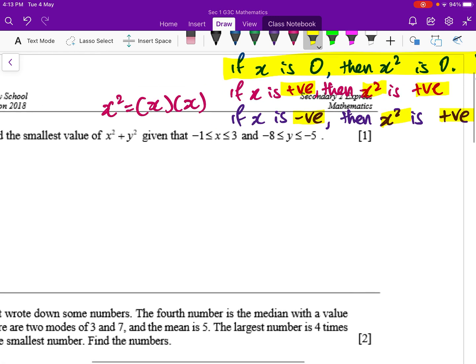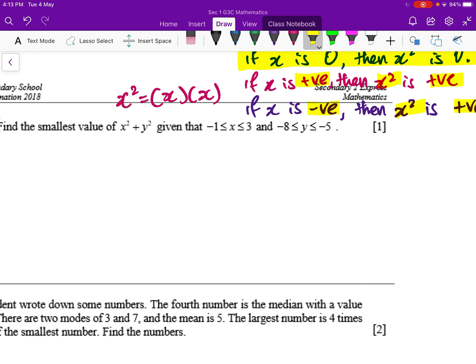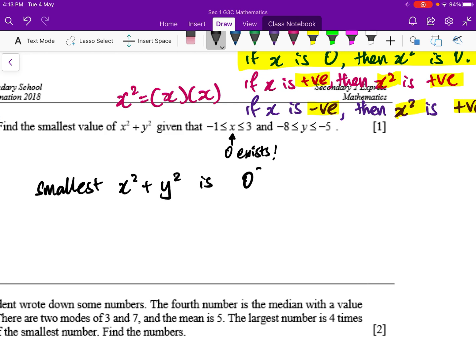So let's start. I want the smallest value of x squared plus y squared, so I want the smallest possible x squared plus the smallest possible y squared. We check, is it possible to get 0 as x squared? Turns out, yes. There is a 0 over here. 0 exists, so I will definitely choose 0. So smallest x squared plus y squared is 0 squared plus, now let's move on to the y term.